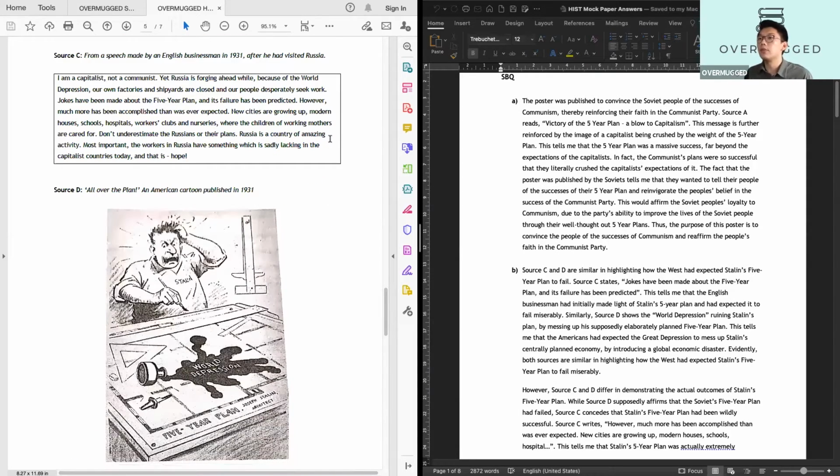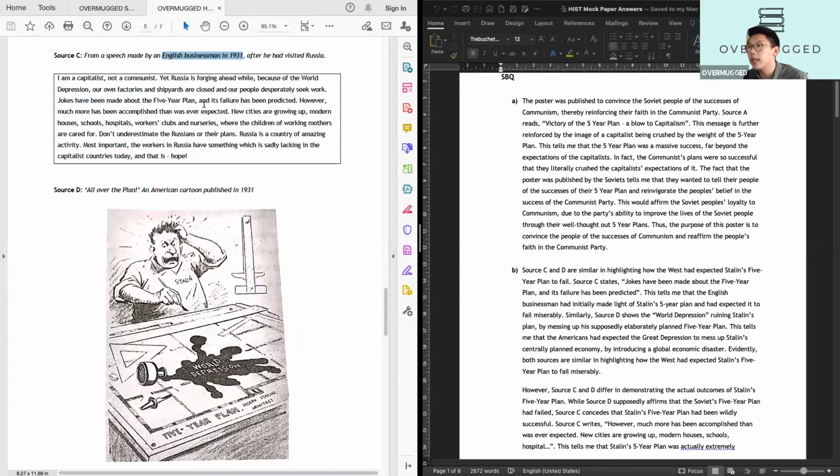So source C regarding the 5-year plan is a speech made by an English businessman in 1931 after he had visited Russia. So from the start, right, you can tell there is something interesting here. It is from the perspective of a capitalist who had visited Russia after the successes of the 5-year plan in 1931. So the speech goes, I am a capitalist, not a communist.